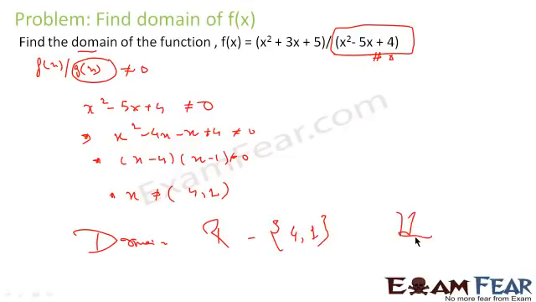This is the answer. You got what we have done? We have seen that this was of the form f(x) by g(x), and we know that for this function to exist, g(x) should not be equal to 0, and that's what we have done. We said that x square minus 5x plus 4, that is the denominator, should not be equal to 0. We have solved this and found that x should not be equal to 4 or 1. So the domain of this function is any real number minus 4 comma 1.